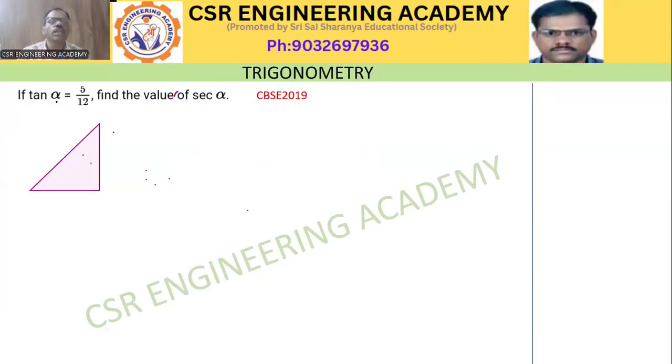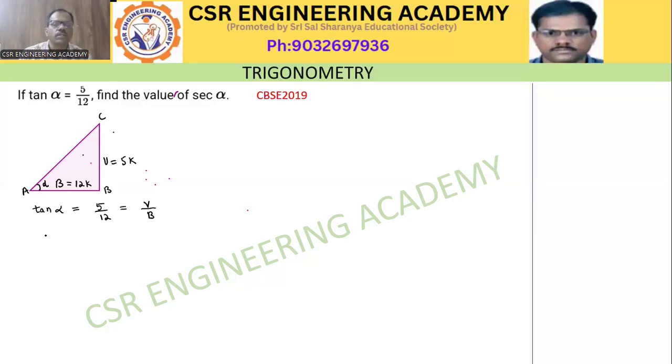If tan alpha is equal to 5 by 12, find the value of secant alpha. Given tan alpha is equal to 5 by 12, which is vertical side by base. V is equal to 5K, B is equal to 12K. Here the angle is alpha, in triangle A, B, C.